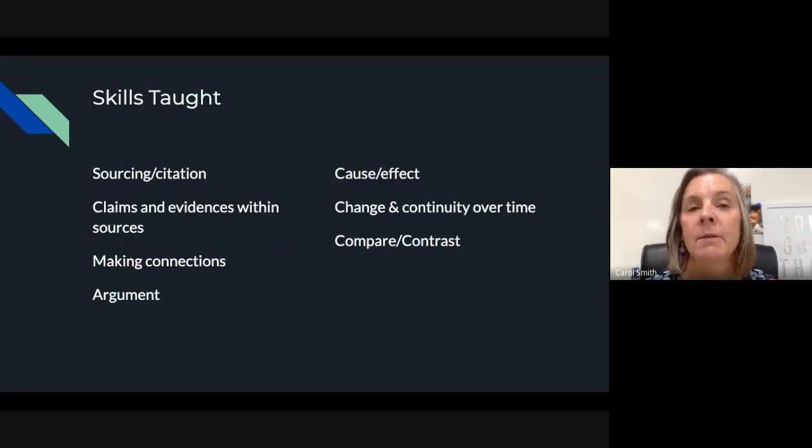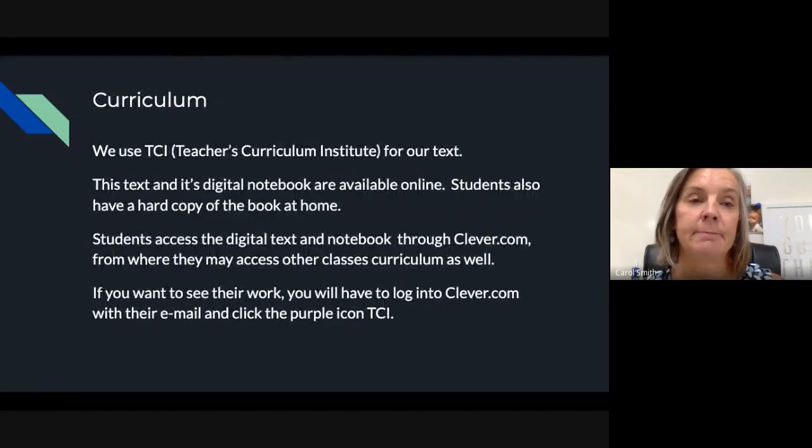We'll be looking at making connections between events perhaps during the same time period, maybe across time periods, and certainly from that event to today. What impact has that event had on us today? We'll be looking at cause and effect and change and continuity over time. What has changed? What has stayed the same? We'll be comparing and contrasting different events, and all of that will be using those skills in order to articulate arguments that we may make about claims that we generate about historical events.